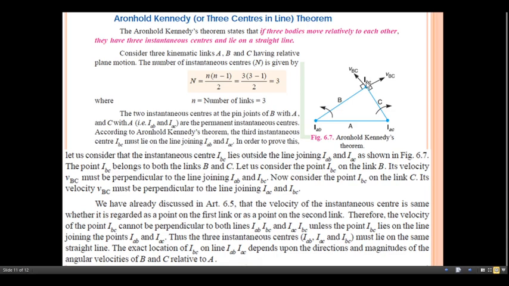So in short, whenever IBC lies on this line, then and only then is this possible. If three bodies move relative to each other, they have three instantaneous centers and they lie on a straight line.